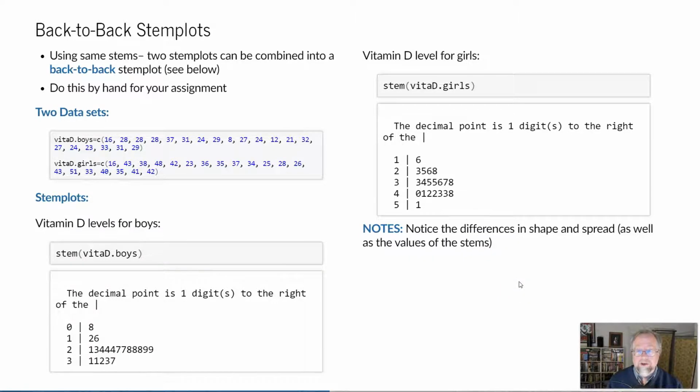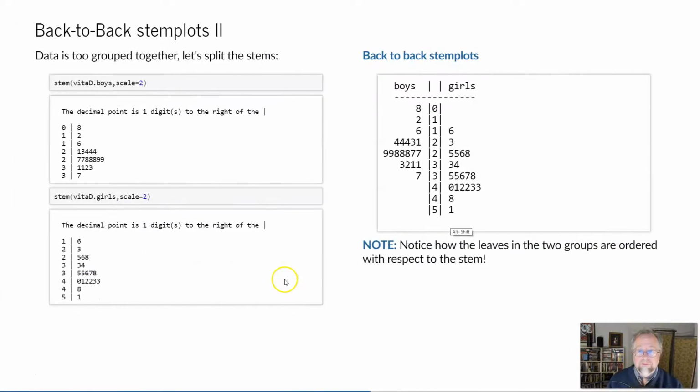So if I want to compare them directly, first I wanted to split the stems because I thought that would be more informative. Again, I use scale equals 2 to force them to split. And then I just wrote them next to each other. Now notice 0, 8, 1, 2, 1, 6. I still order the leaves numerically, but moving away from the stems. Okay, so that's the basic idea there.